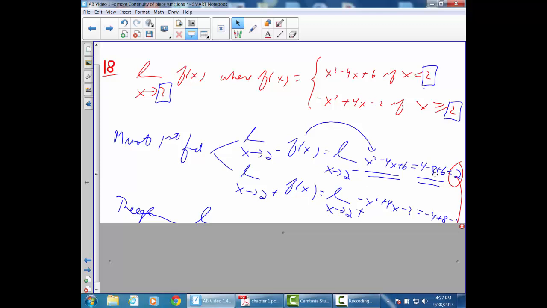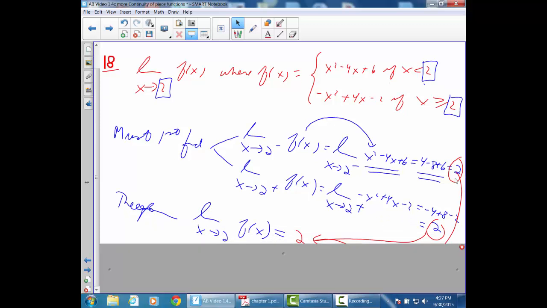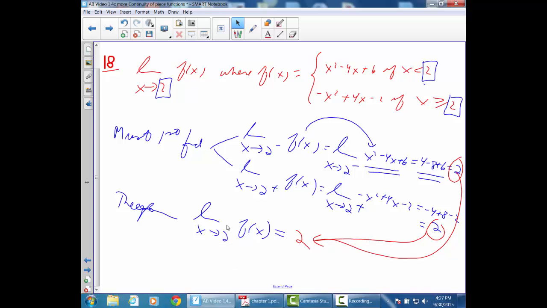So I replace 2 in here, I'll get 4 minus 8 plus 6, which is 2. Limit as x approaches 2 from the right, on the other hand, now you're looking at the function where x is greater than 2, which is the bottom function. So now I'm going to use my function negative x squared plus 4x plus 2. I'll plug in 2, and lo and behold, I get 2. Because the limit as x approaches 2 from the left of f of x is 2, and the limit as x approaches 2 from the right of f of x is also 2, that's why we can say that the two-sided limit as x approaches 2 of f of x is 2.